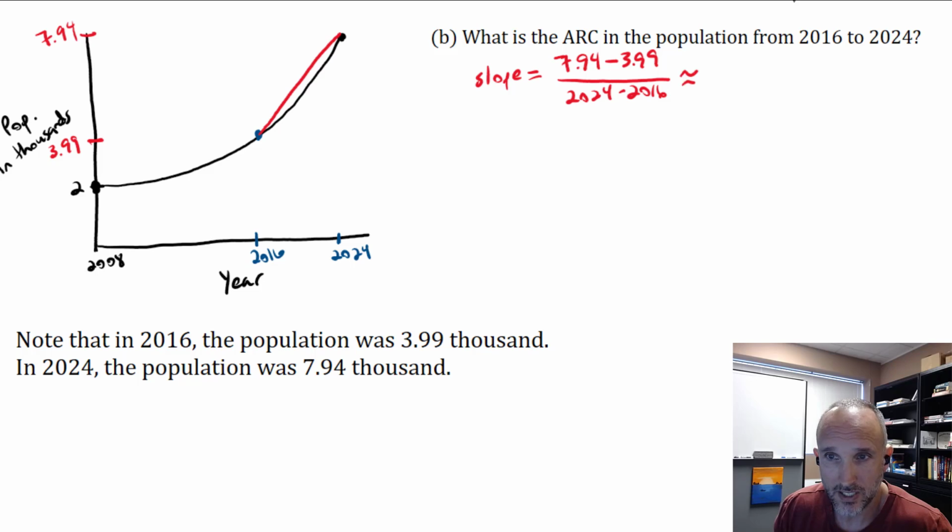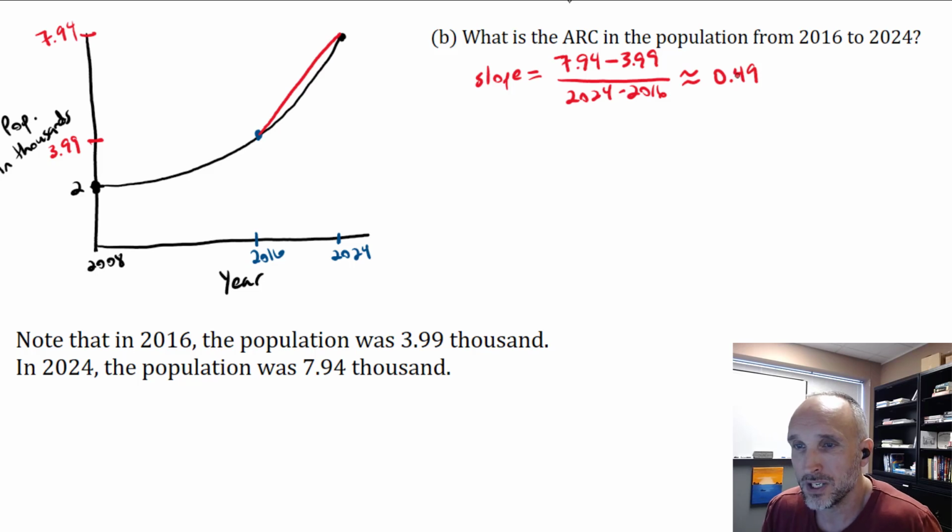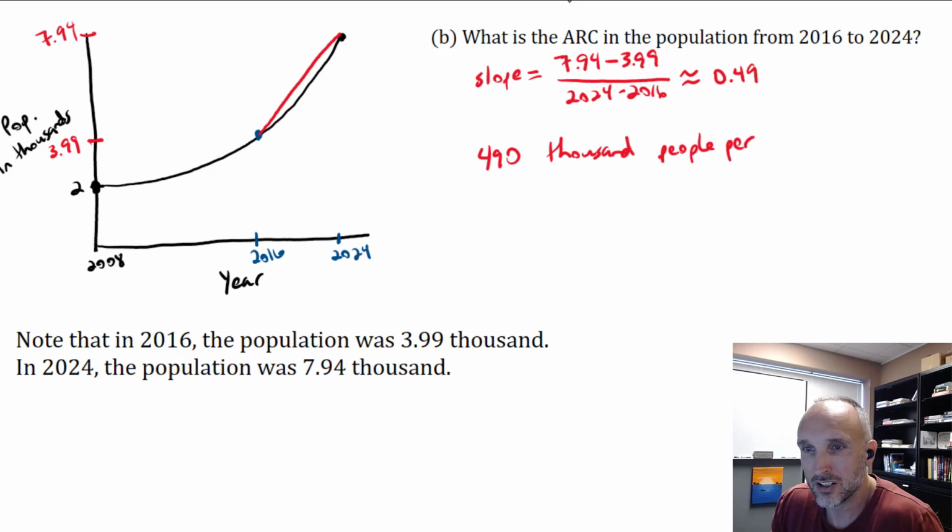And in this case, we get about, let's say 0.49. And so now the average rate of change in the population from 2016 to 2024 would be 0.49 thousand people per year, which is about 490,000 people per year increase.